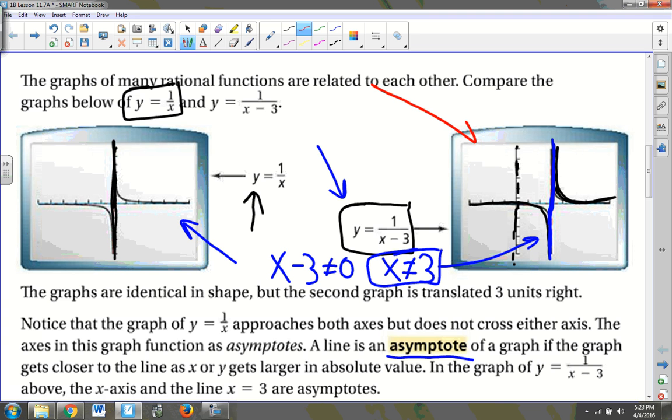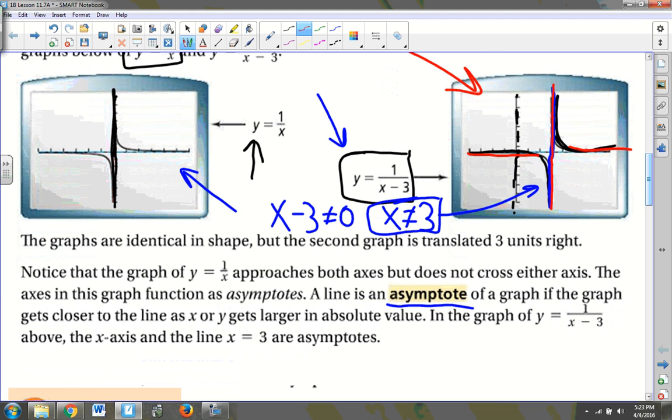In this function here, our two asymptotes are the x-axis, again, we never cross over the x-axis. We're really close to it, and then we're really close to it over there, but we never cross. So the x-axis is one of our asymptotes, and the other is this vertical line at the x value of 3. So x equals 3 and the x-axis are the asymptotes of that graph. Asymptotes are lines on a graph that a function approaches but is never allowed to cross.